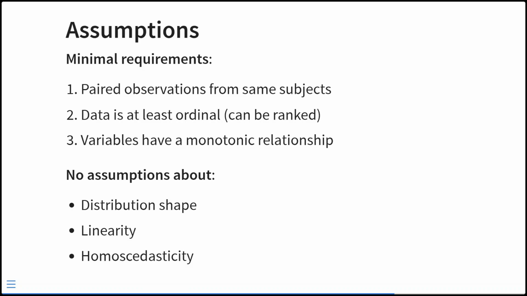Your numerical requirements are paired observations from the same subject, data is at least ordinal, that means it can be ranked, and the variables have a monotonic relationship. So there are no assumptions about distribution shape, linearity, or homoscedasticity. It's not as strict compared to that of the Pearson correlation.